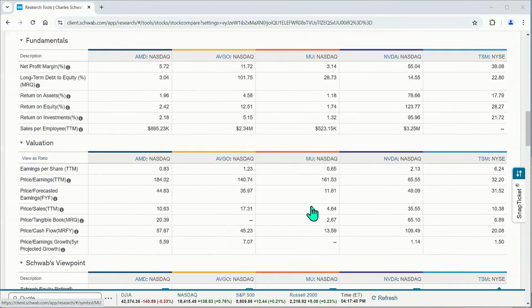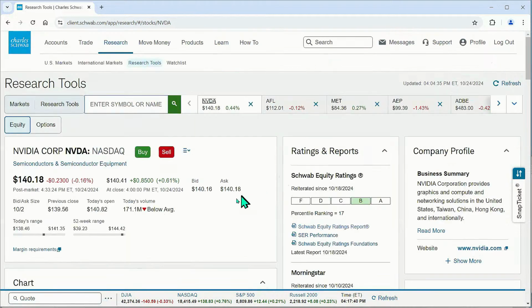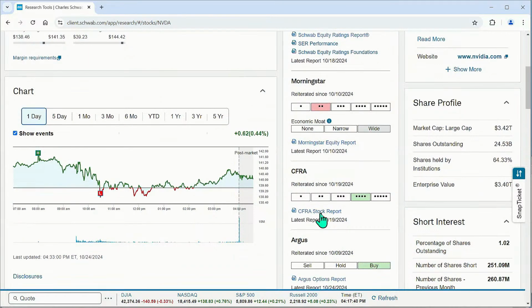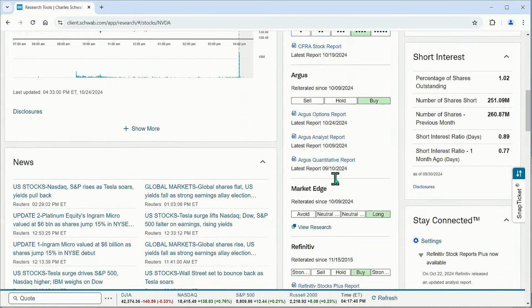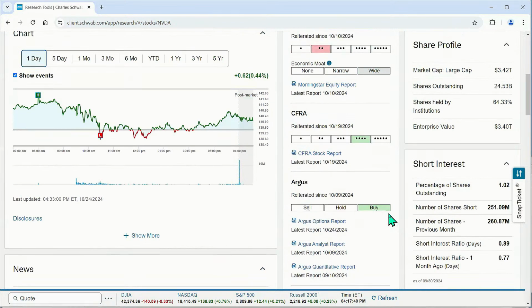Let's take a deeper dive into NVIDIA here. This, I know, is a popular company. You can see your analyst ratings here and see what analysts think. And if you want to click on individual reports there, you can click on individual reports.